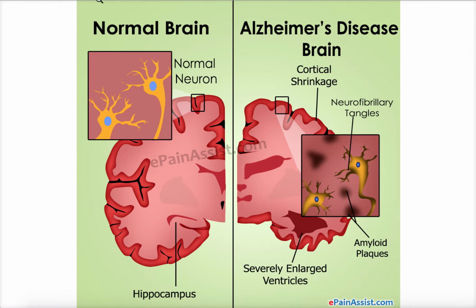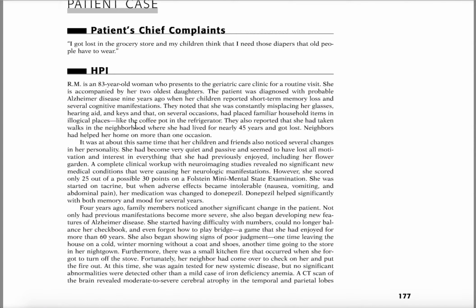Okay, so you got that. Let's get through, keep reading. So scored a 25 out of 30 on full steam mini mental status exam. She was started on Tacrine, but adverse effects, intolerable, nausea, vomiting, etc. Her medication was changed to donepezil. What is donepezil? It's Aricept, right?